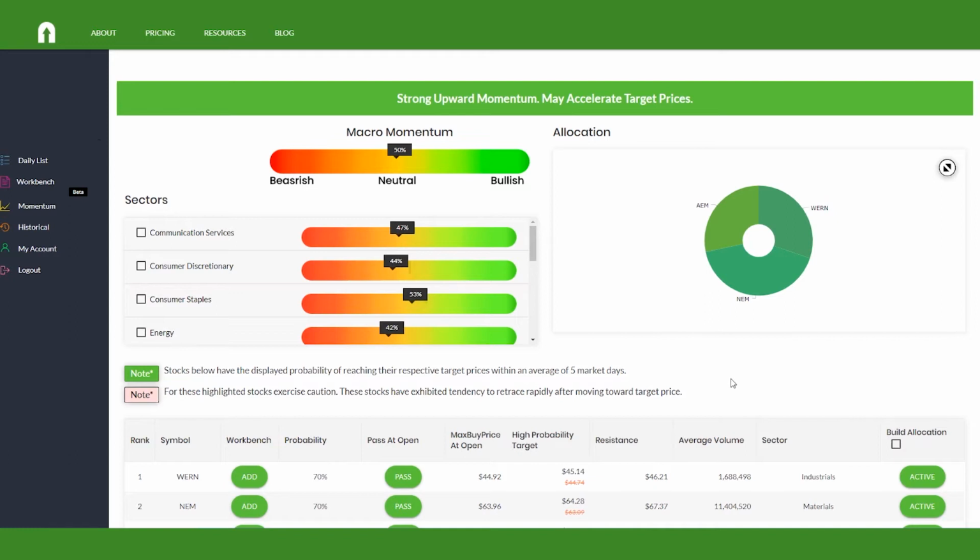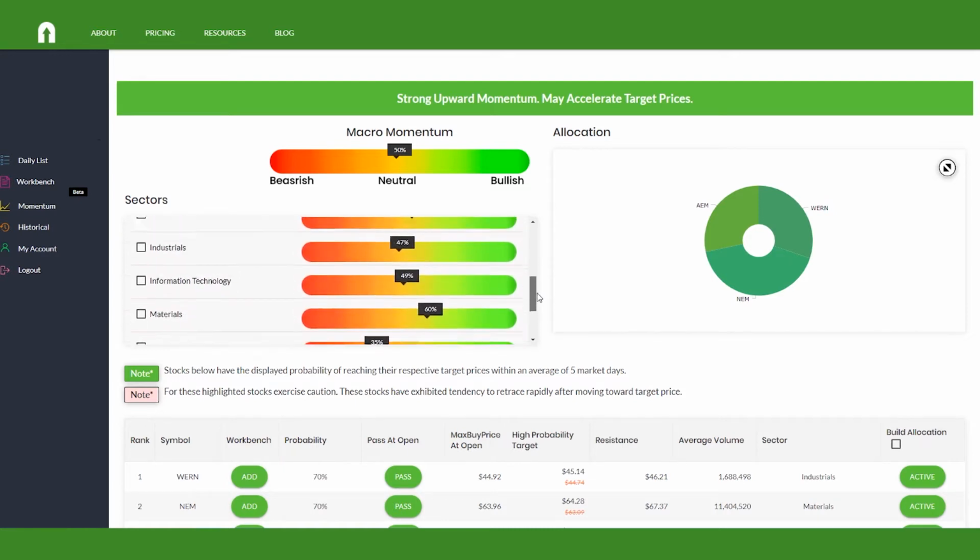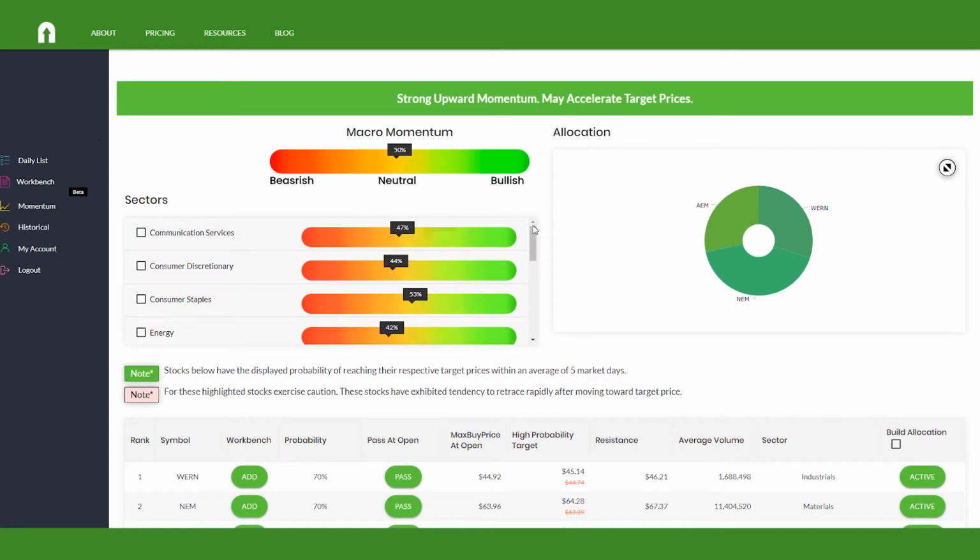So next, as we move down the page here, you're going to see the macro momentum indicator as well as the sector momentum indicators. Now, these are super useful. They give you an idea of where things are going, right? We talked about the market trajectory before, and this is for today. But what about over the next few days, over the next week or so? Well, if you look at these momentum indicators, they give you an idea of where the market is going.